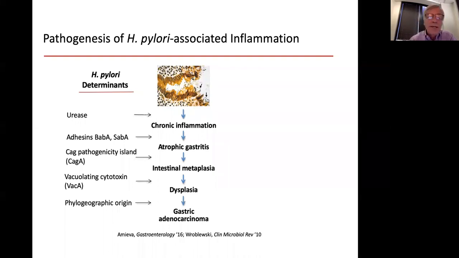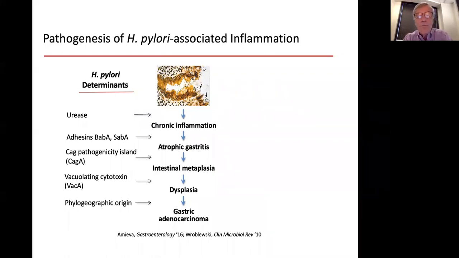The CagA pathogenicity island is important. It has found its way onto both the GI boards and the internal medicine boards because the CagA pathogenicity island is the main virulence factor associated with the development of gastric cancer.